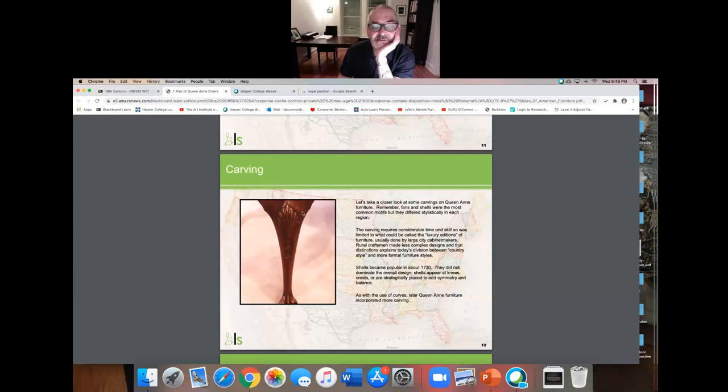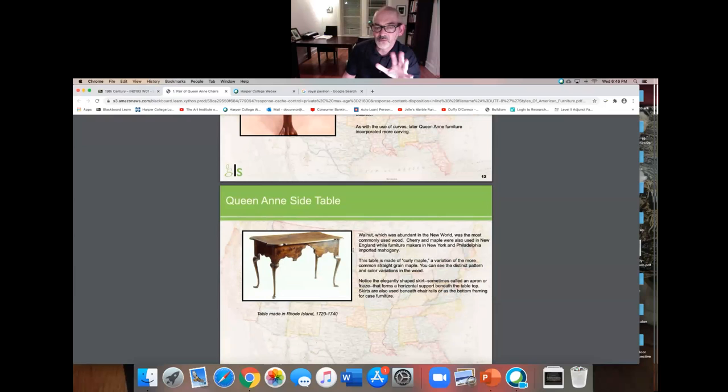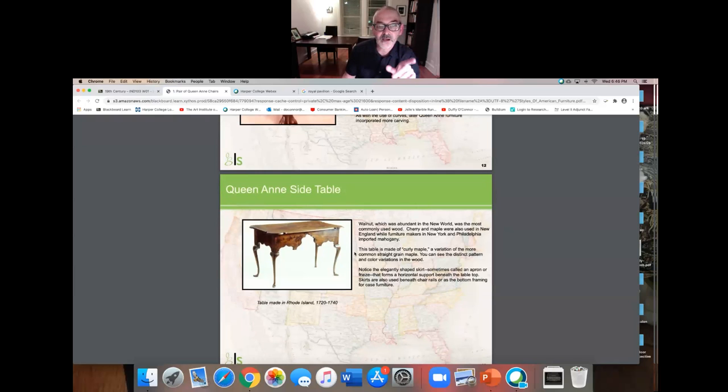Okay, so here's this shell motif, and the shell motif shares this in common with the French Rococo. Queen Anne style ran around the same time in England as the French Rococo, but it is much more restrained. Materials: walnut, which is a more abundant wood in North America. Walnut, cherry, and maple.